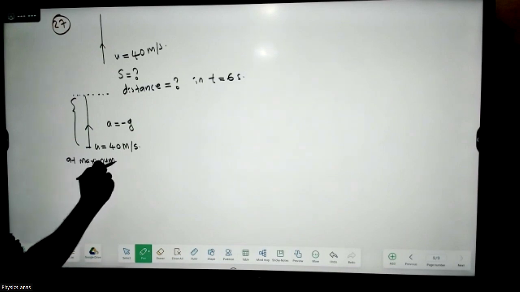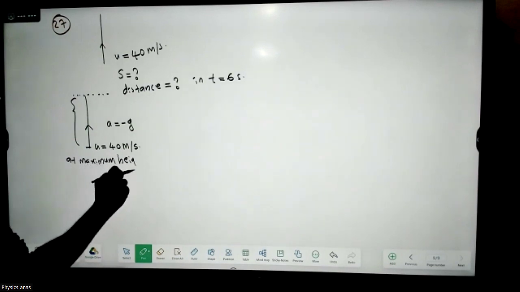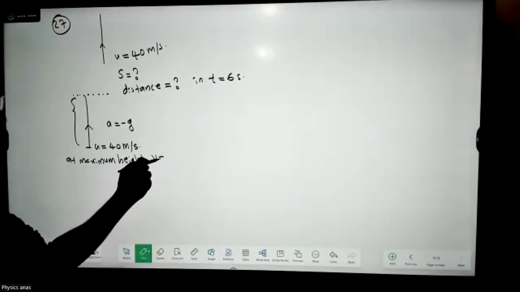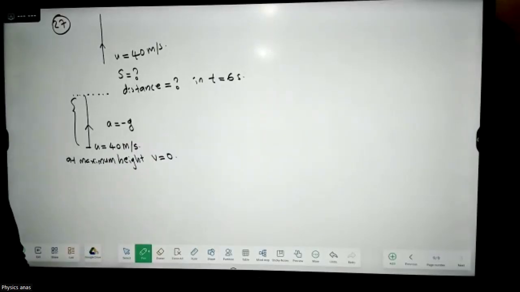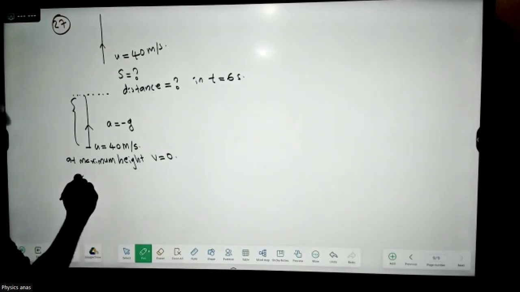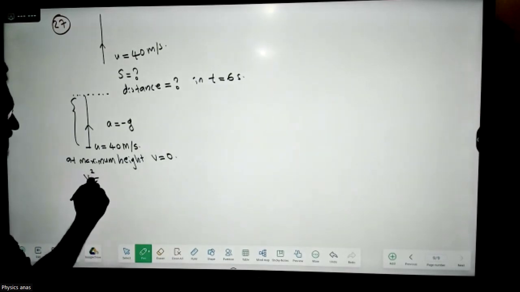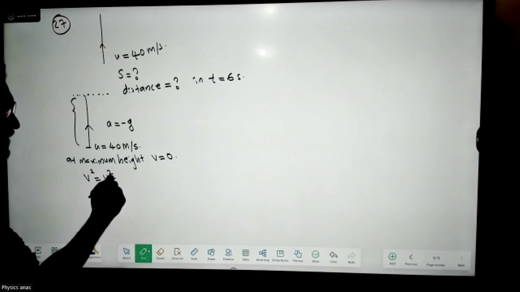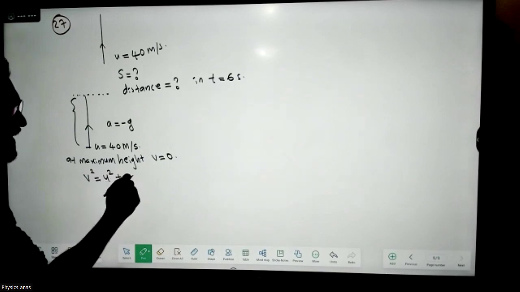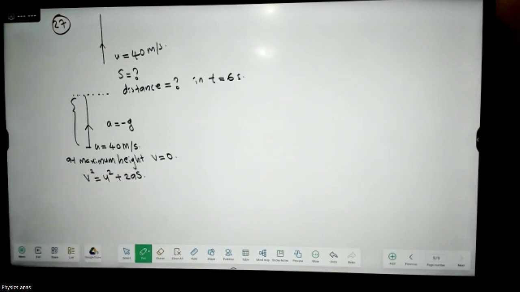At maximum height, velocity becomes zero. You know that. And what is the equation there? V square is equal to u square plus 2as. Right? But in this case, v is zero.